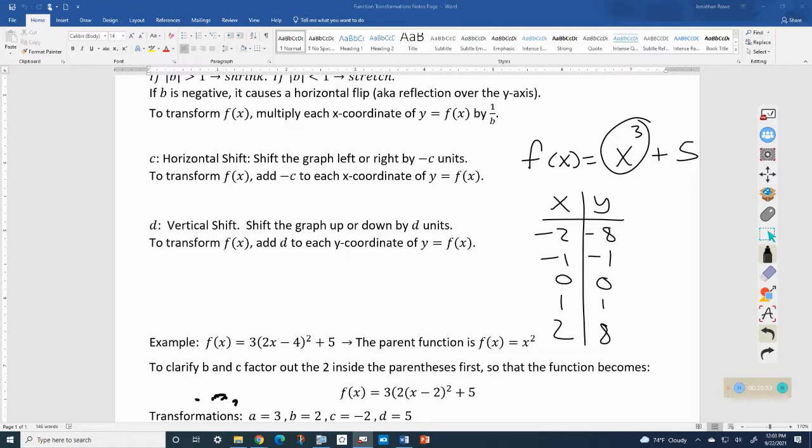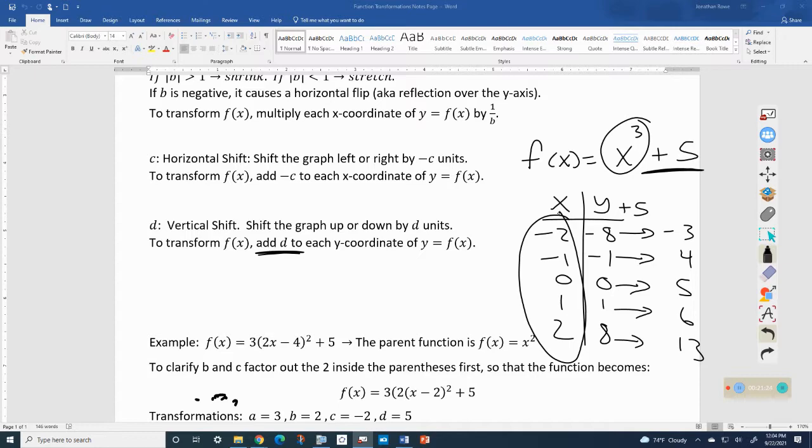Okay? Then I apply the transformation of the plus 5 for D. And what do I do? I just add that to each y coordinate. I add 5, in this case, to each y coordinate. So plus 5, that's going to be -3. That's going to be 4. That's going to be 5. That's going to be 6. And that's going to be 13. So here are my ordered pairs. Those are the x coordinates. Those are the y coordinates.